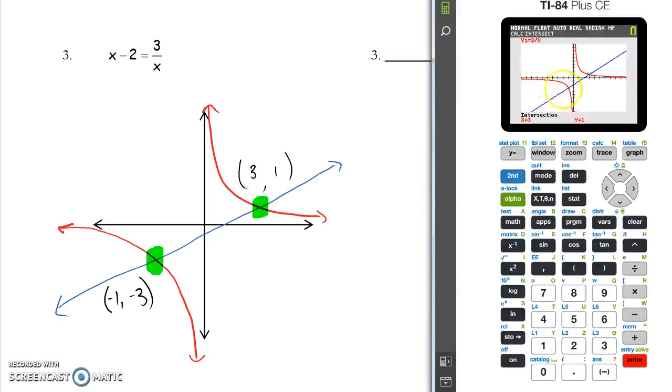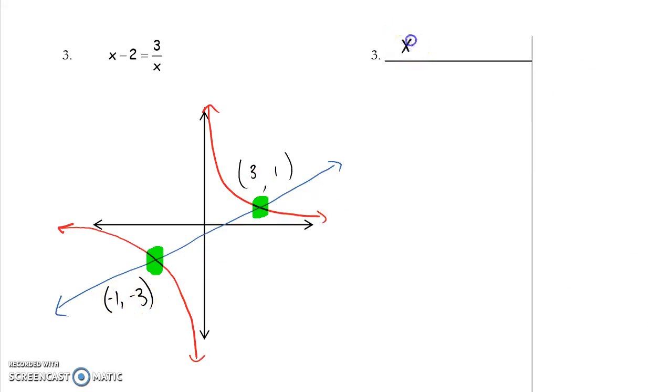Okay, so when we sketch this graph and find our intersections, again, scroll close. It's important that when you start this, you scroll close to your intersection, second trace 5, enter, enter, enter, and then close to your second intersection. After you do second trace 5, scroll close, enter, enter, enter. We get our intersections at negative 1, negative 3, and at 3, 1. Our solutions are x equals negative 1 and x equals 3.